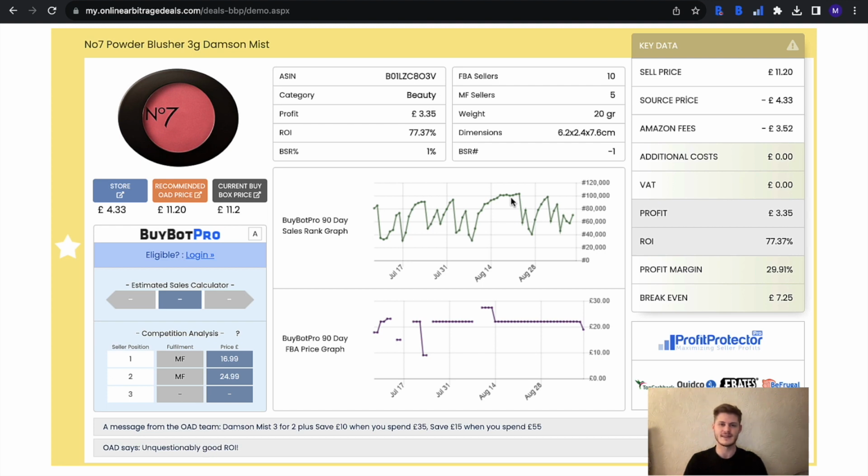So I would say that this item would continue to sell well in the future, and it will no doubt keep moving up and down and up and down. But the good part is, if it does go up, it will come down again. So that is what we can assess from this BSR chart.